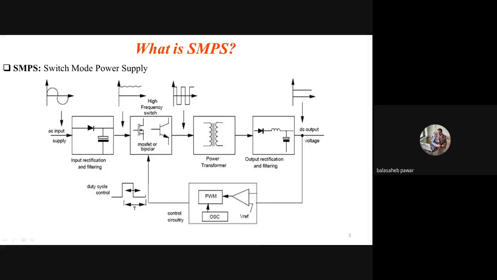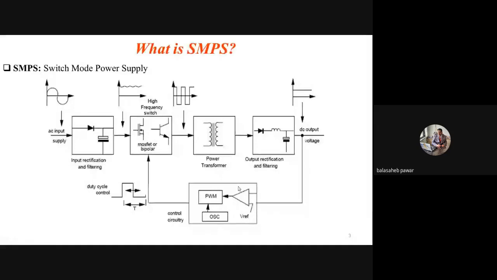And the most important thing in SMPS is its controlling circuit. That's why it is somewhat complicated as compared to our linear power supply. So this feedback circuitry is known as the controlling circuitry. Okay, so you observed here one block, that is PWM. You might have heard this word, PWM. Right? What is PWM? Pulse width modulation. Yes, it is pulse width modulation.